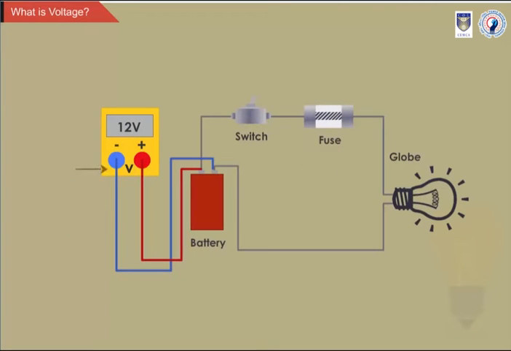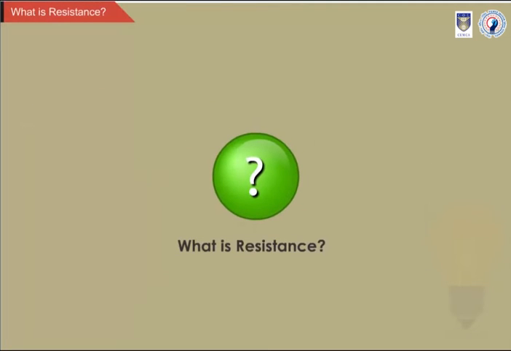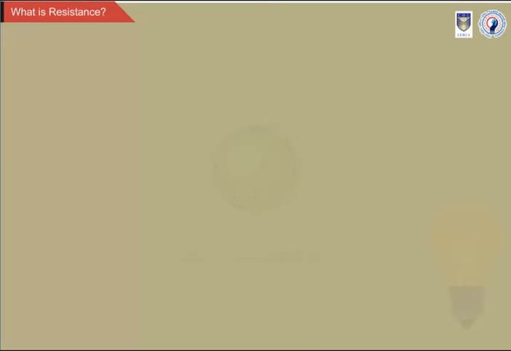Voltage is measured in volts. It is measured using a device called a voltmeter. A voltmeter is connected in parallel with the circuit. Let us now understand resistance, another component of electricity, by knowing what a resistor is.